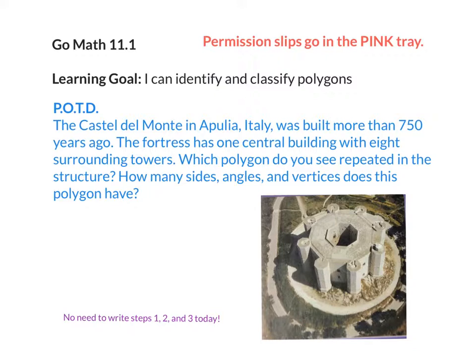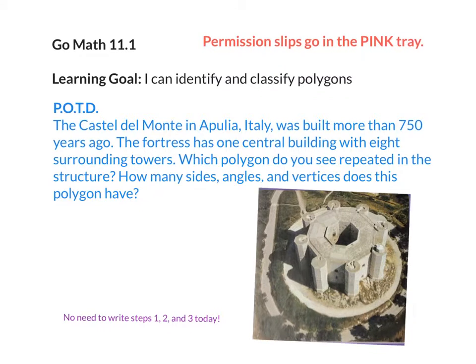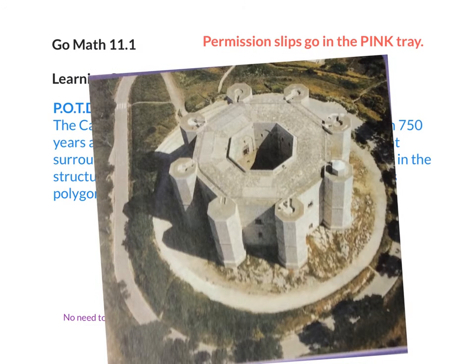Our problem of the day says that there's this building called the Castel del Monte in Italy, and it's built more than 750 years ago. And as you can see in the picture, the fortress has all these surrounding pillars. Do you guys see them? And in the middle, there's like one, right? So the problem of the day is asking you, what is the name of this central building, okay?